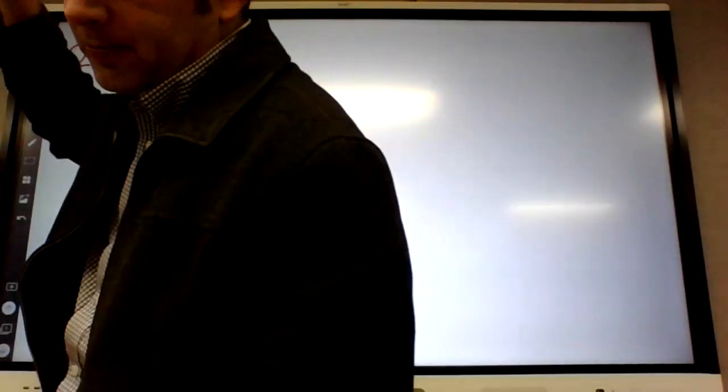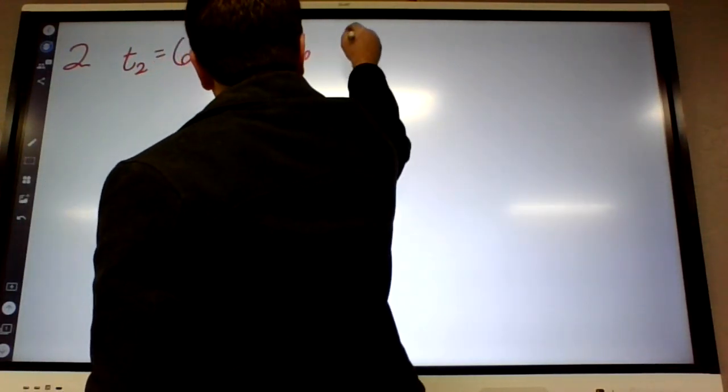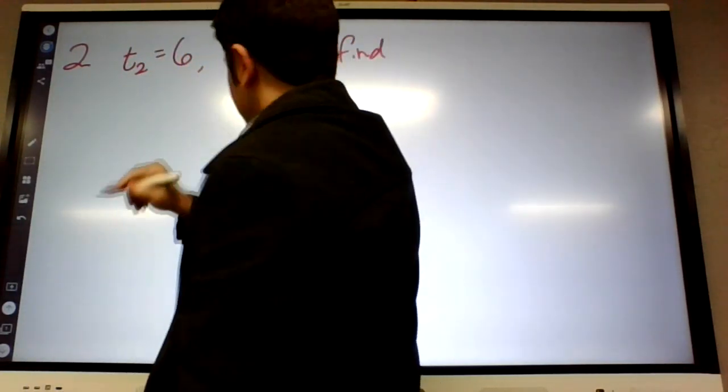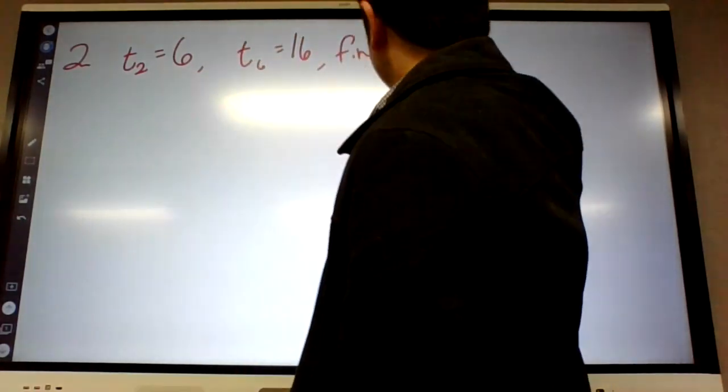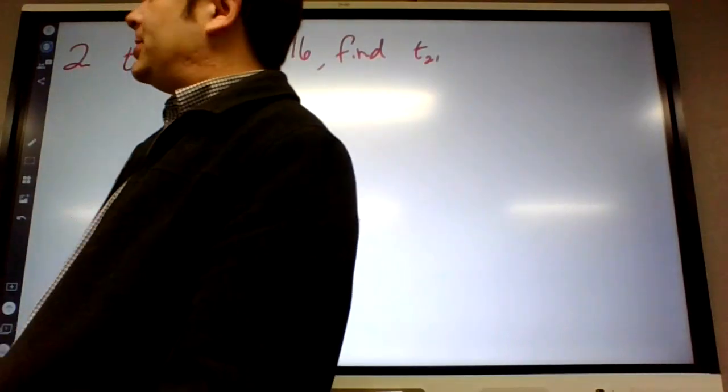Okay. T sub 2 equals 6. T sub 6 equals 16. Find T sub 20. Okay, oh, also it tells us this is an arithmetic sequence.